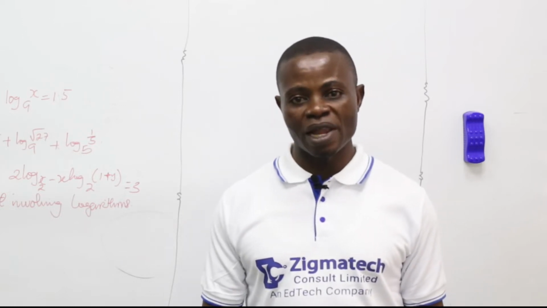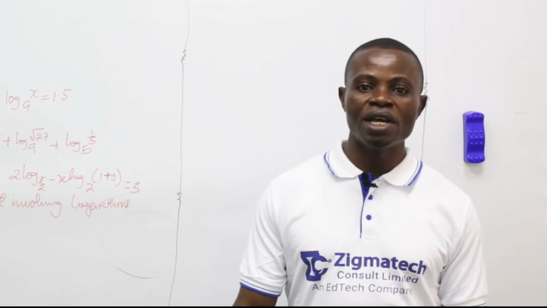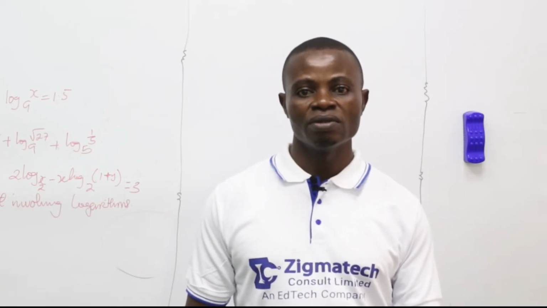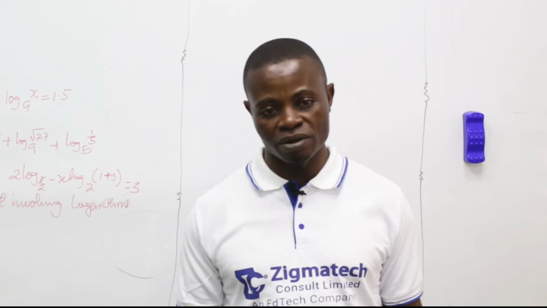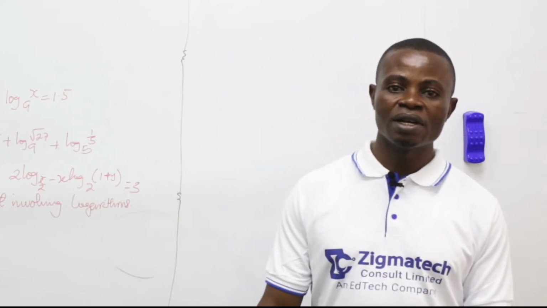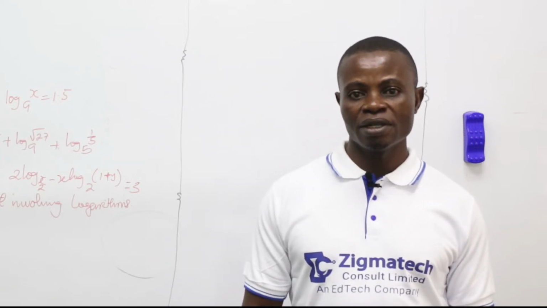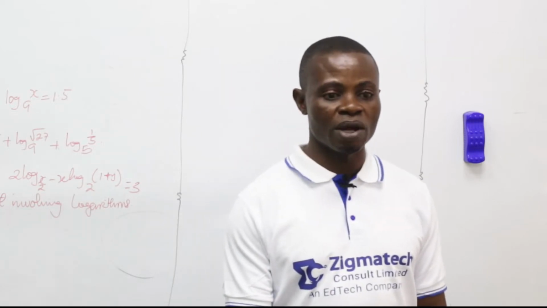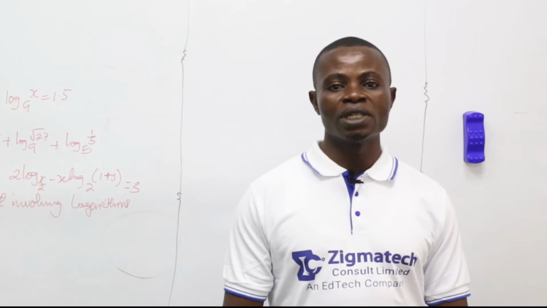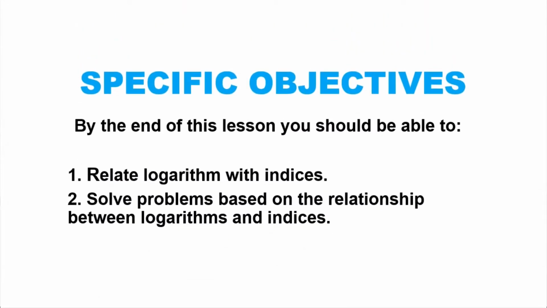Logarithm simply implies the power to which a number is raised to get some other value. Or you can say logarithm is the opposite of indices. Let's see how it goes from example one. Our specific objectives: at the end, you are to know the relationship between logarithm and indices, and the application of the relationship between logarithm and indices.